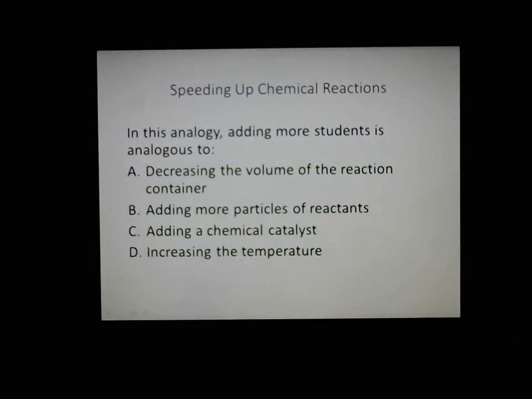So, in our video analogy, adding more students is analogous to doing what? Well, we've got decreasing the volume, adding more particles, adding a catalyst, or increasing the temperature. The correct answer is adding more particles. So if we add more particles to an experiment, if we increase the concentration, we should get a faster reaction rate. And if you think about it, it makes sense, because it means you've got more stuff in there, there's going to be more collisions happening, and the chances are more of them will be the right orientation, the right speed.